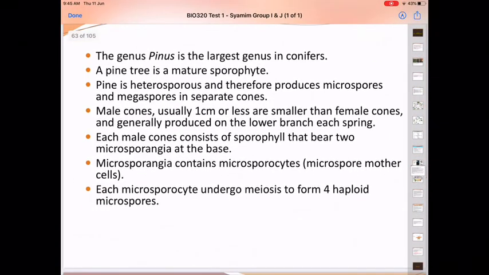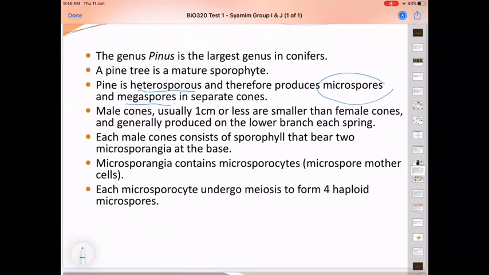The genus Pinus is the largest genus in conifer. A pine tree is a mature sporophyte. Pine is heterosporous. Heterosporous means it provides two types of spores, because they have microspore and megaspore. Based on what we learned before, they were only homosporous, with only one type of spore. But for pine, for gymnosperm, they have two types of spores: one is male and another is female.